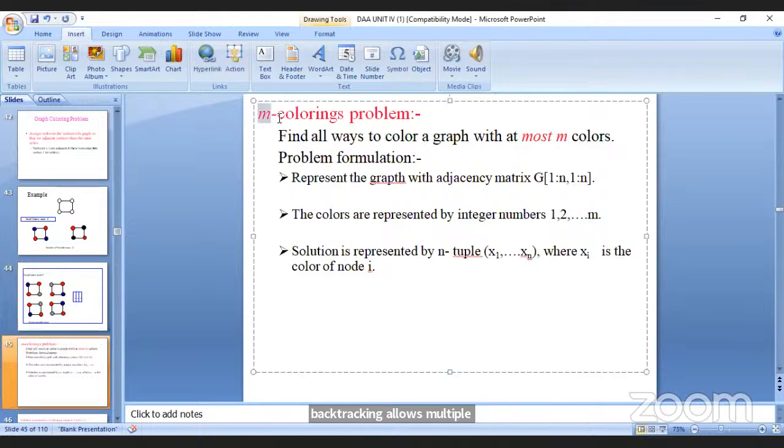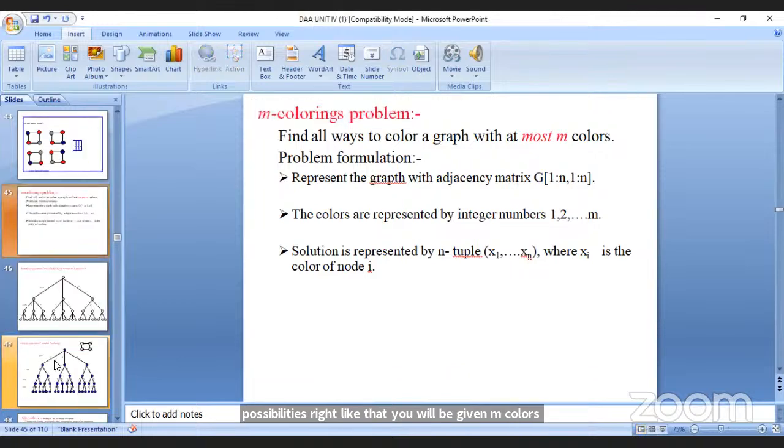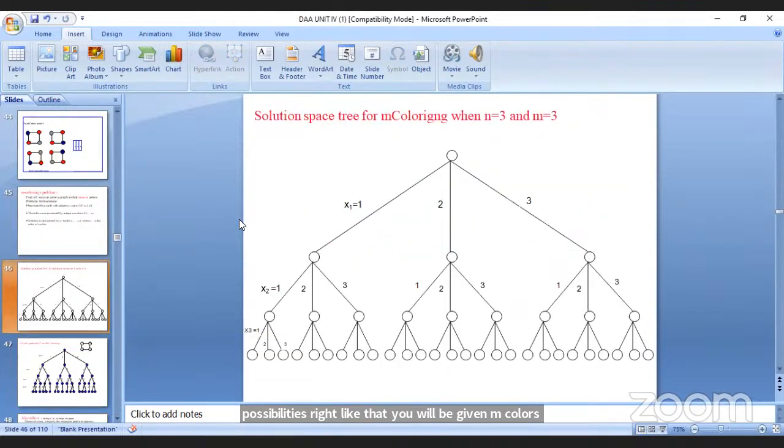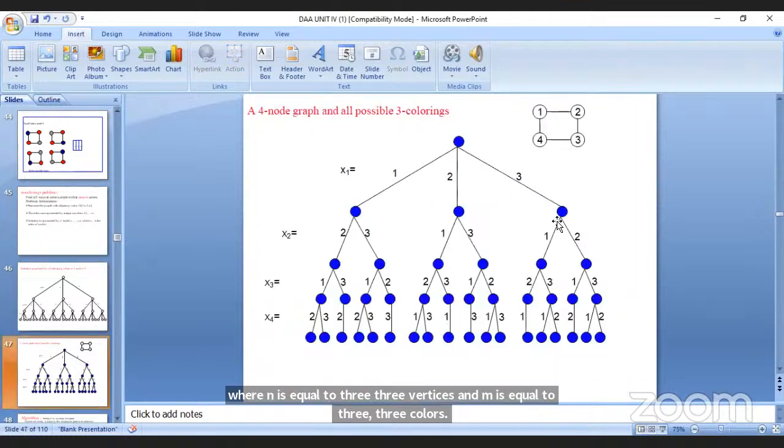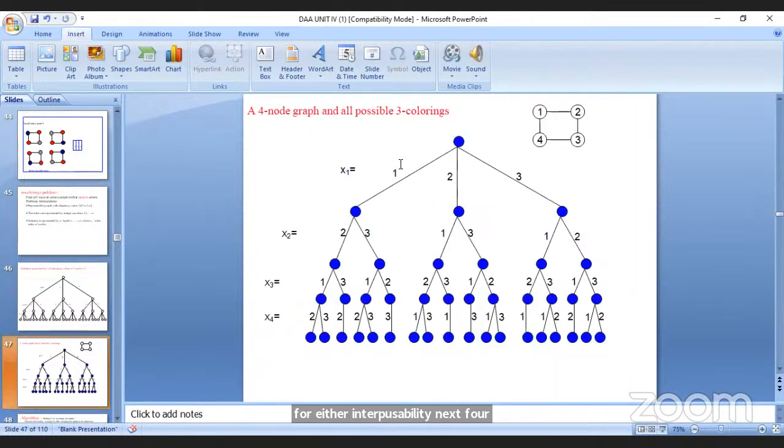Like that, you will be given m colors and n vertices. So how will you do it? Right? Like this, you're going to find the solution. So where n is equal to 3 vertices and m is equal to 3 colors. So ఇది ఏంటి possibility. Next, 4 vertices, 3 colors. You can see it's a 4-node graph and all possible colorings.